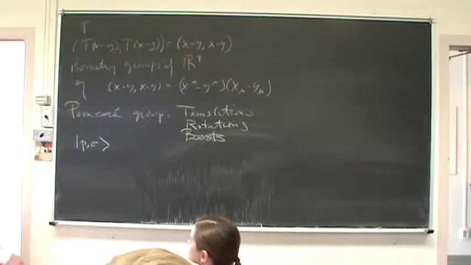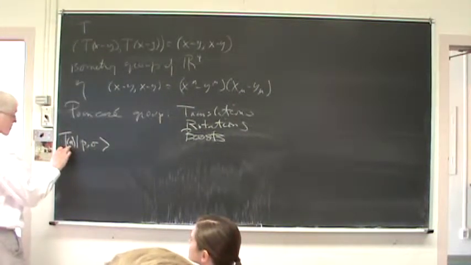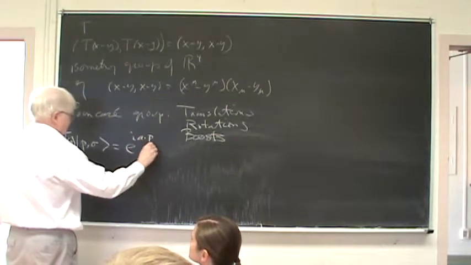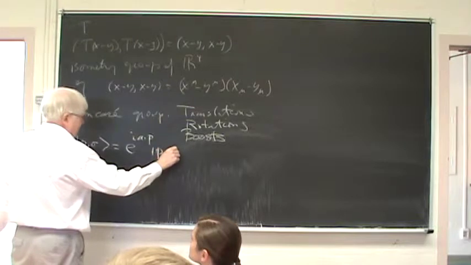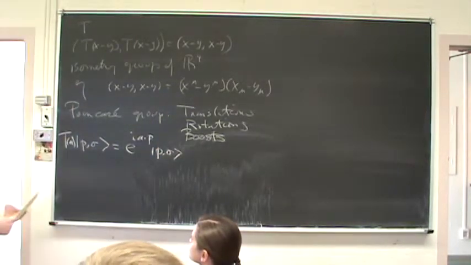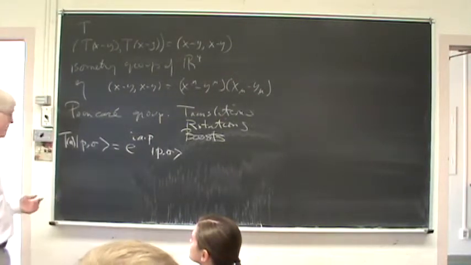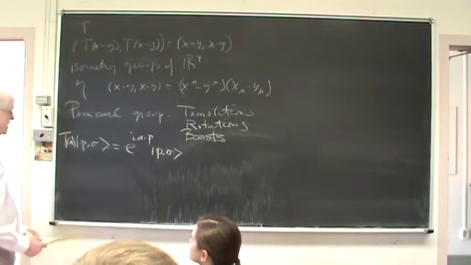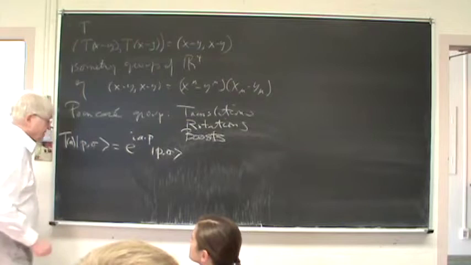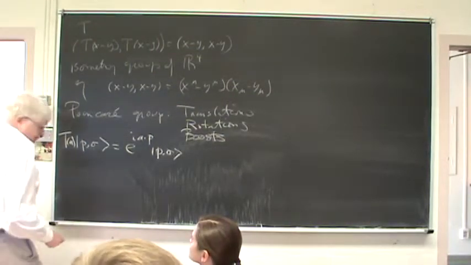And what happens in a translation? Well, translation with a 4-vector a, this will be e to the i a dot P times |p, s>. And so you see, this is unitary because it's just a phase factor. But the thing is infinite dimensional because you've got infinitely many values of the momentum, and however many values you have of the spin.